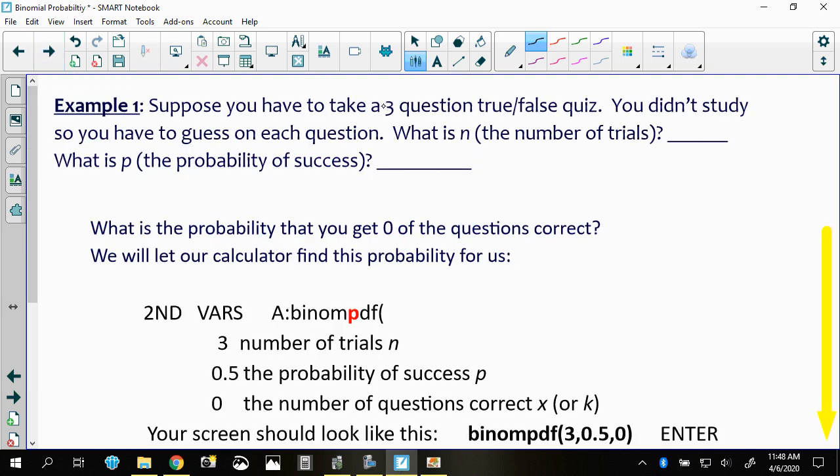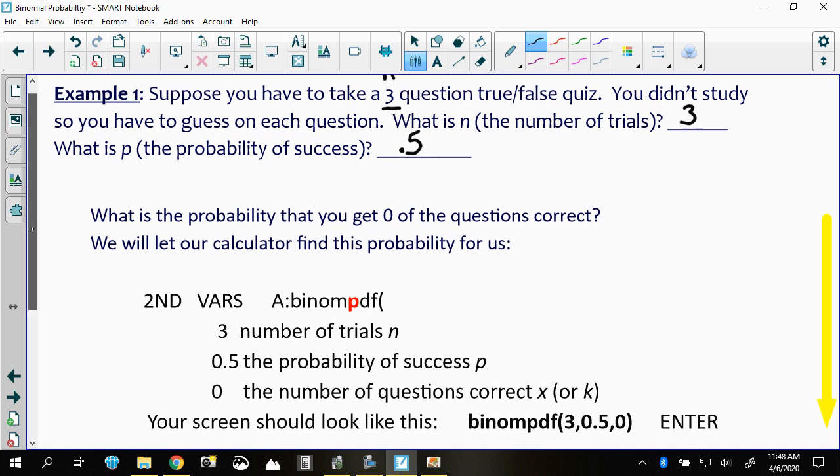So you have a 3-question true-false quiz. So 3 questions, that's my N. True-false. What's the probability of getting it correct if you have a true-false quiz? That's what we want to look for our P. Okay, so you don't study, so you have to guess. So our N in this situation is 3 because that's the total number of questions. The probability of success, well, since it's true-false, you either get it right or wrong, so that's a 50%, so that's a 0.5.